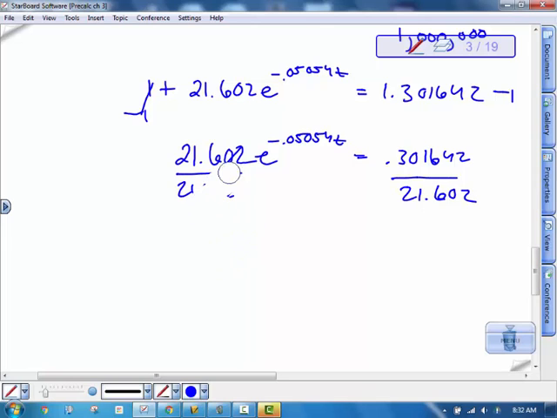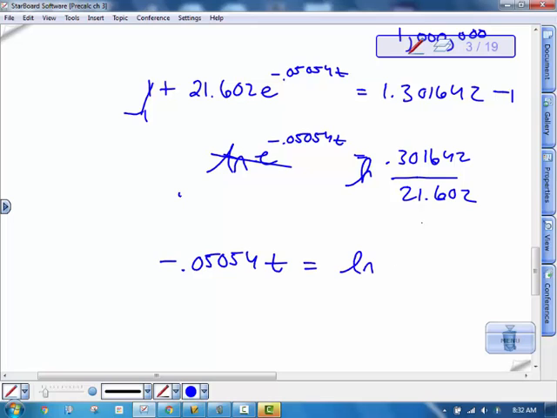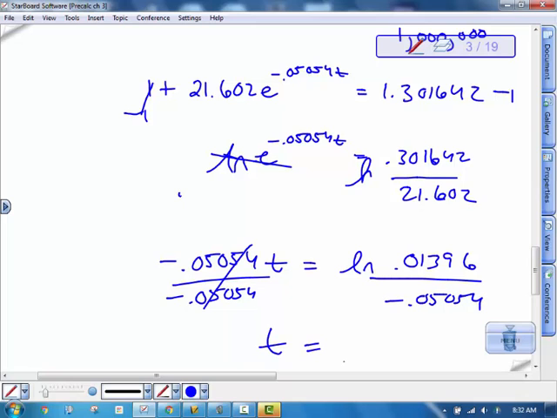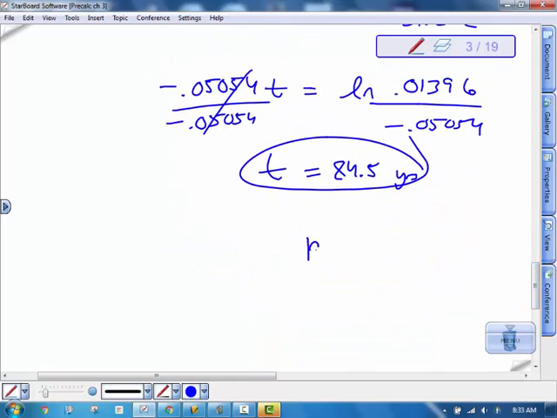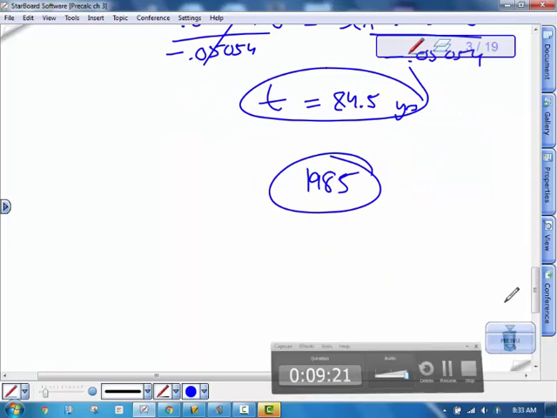And then take the natural log of both sides, and that gets rid of the e. So you have negative 0.05054 t equals natural log of this number, which is about 0.01396, and divided by negative 0.05054. And that gives you the t, which is 84.5 years. And we know that's the number of years after 1900. So that'd be 1984 and a half, so 1985 is when the population reaches 1 million. Okay, we'll practice some homework problems now.